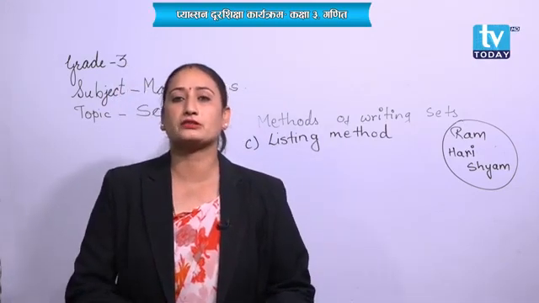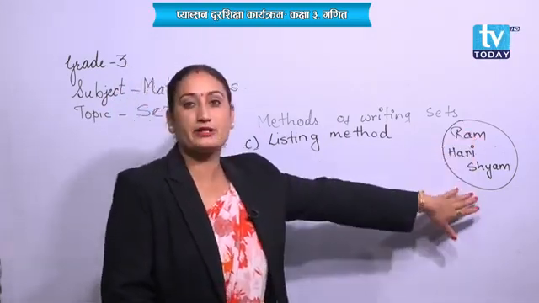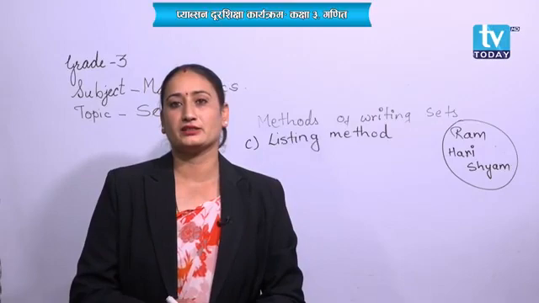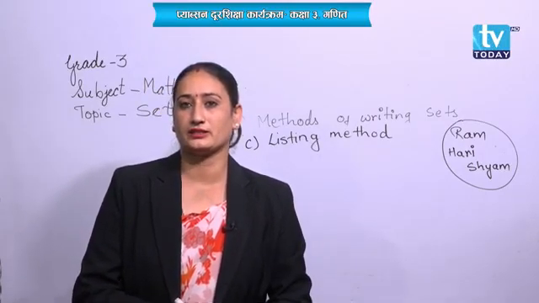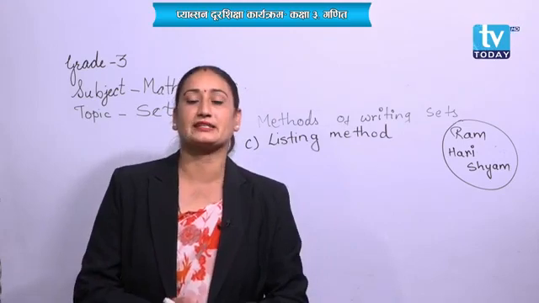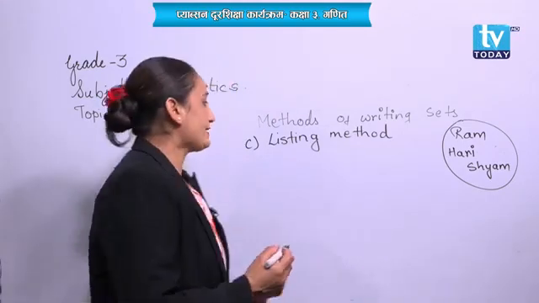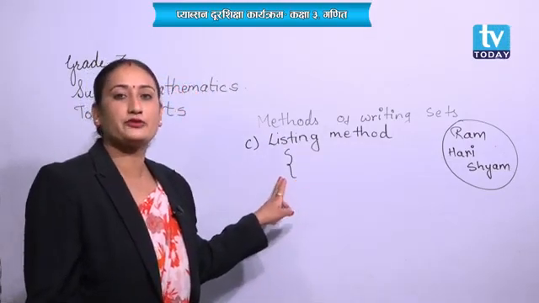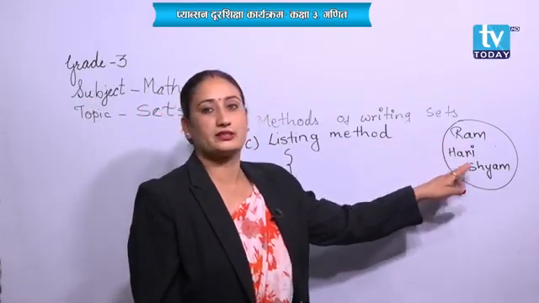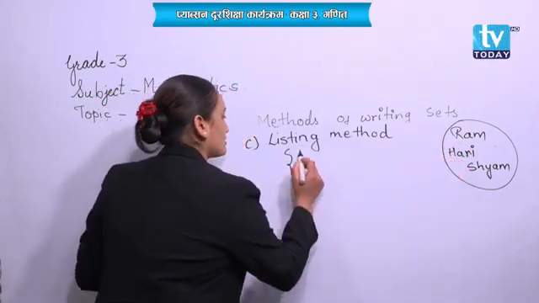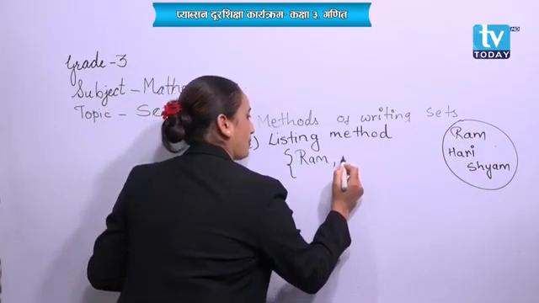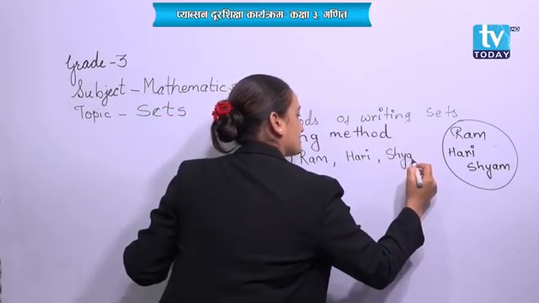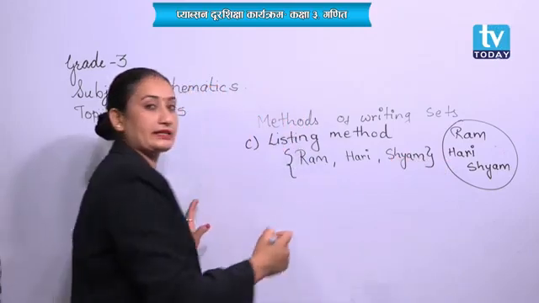For listing out the members of that set, first of all you have to use a curly bracket. Do you know the curly bracket or not? I hope you have already used it in your previous class. So, it's a curly bracket. See, this is the curly bracket. Now, you have to write the names of the friends over here. So, write down Ram, Hari, Sam. Now, close this curly bracket.